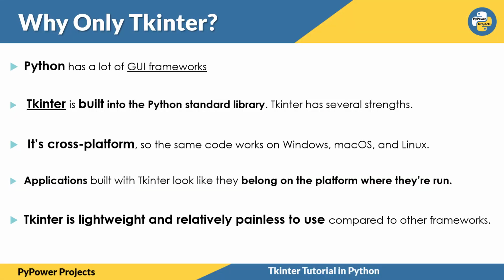Why do we use Tkinter? Python has a lot of GUI frameworks, literally a lot. But Tkinter is based on the standard Python library, and it has many strengths. The first and most important strength is that it is cross-platform. The same code that you work on in Windows will work on macOS or Linux. Applications built on Tkinter look native to the platform, as if they were made for that platform only.